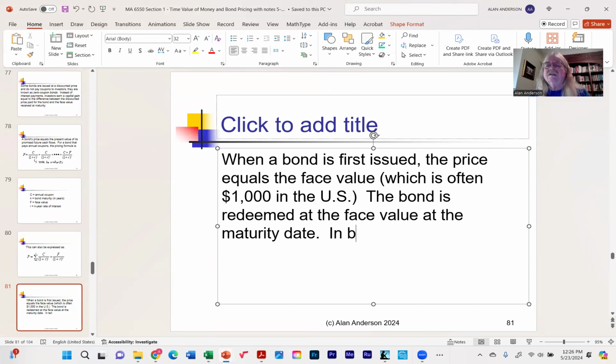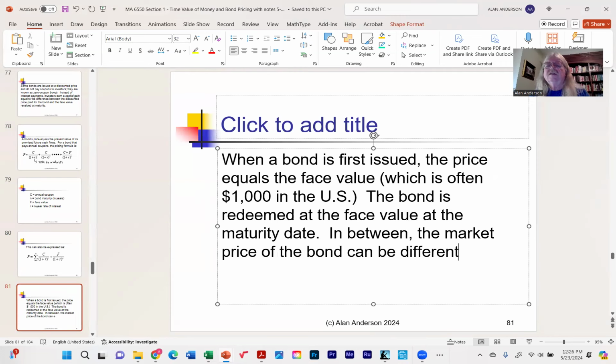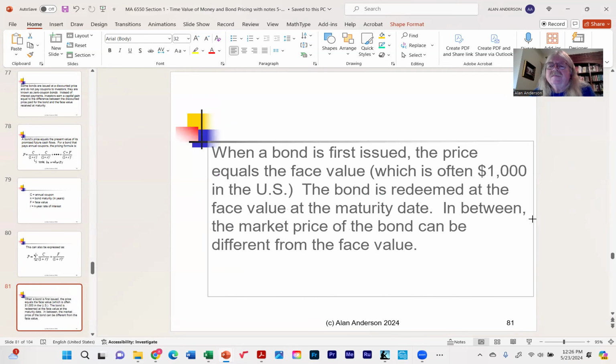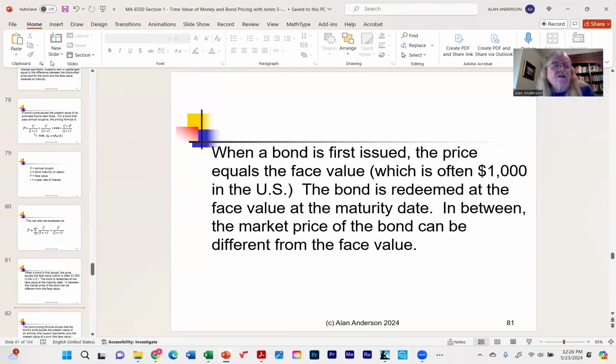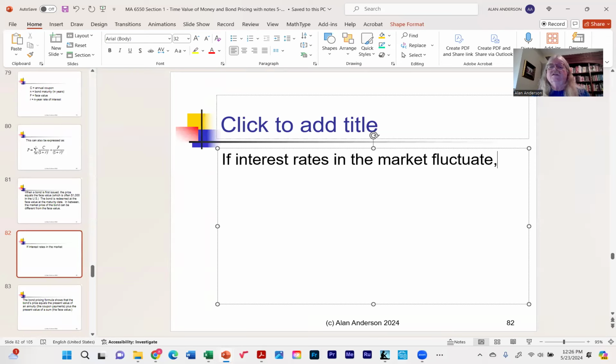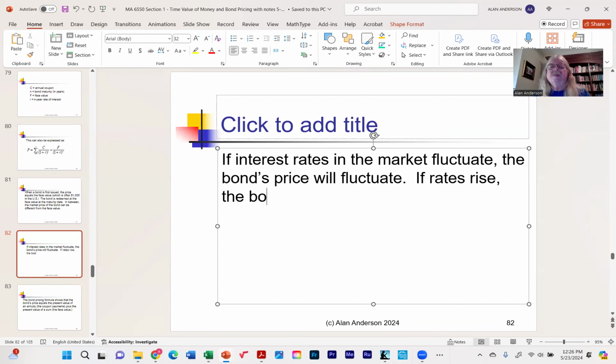In between, though, the market price of the bond can be different from the face value. Okay, so once it's been issued, there's no guarantee the price will stay at $1,000. In fact, it probably won't. The price will fluctuate in the marketplace. And so, how does that work? If interest rates in the market fluctuate, the bond's price will fluctuate. Rates rise, the bond's price will fall.